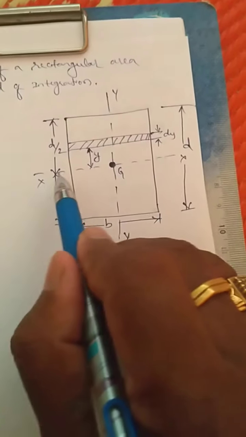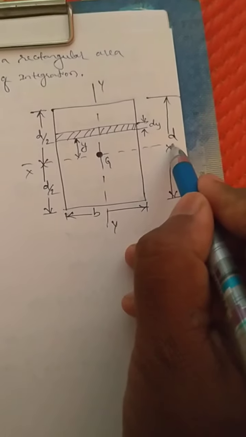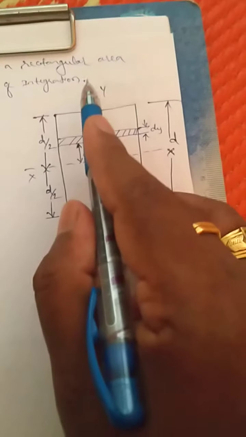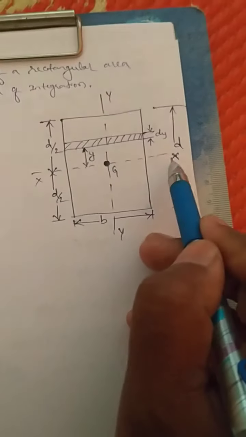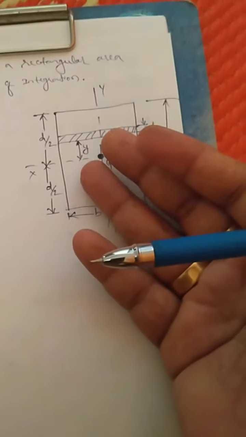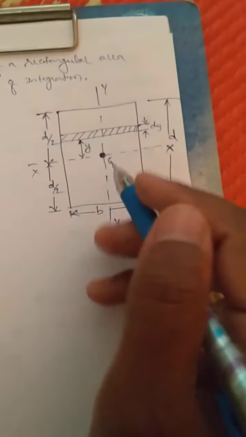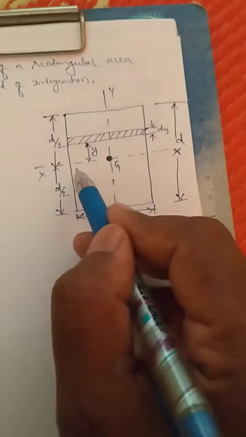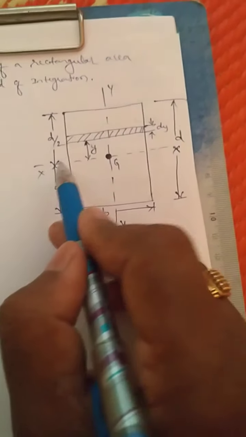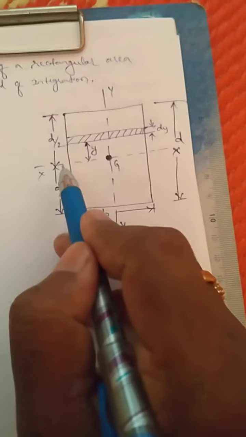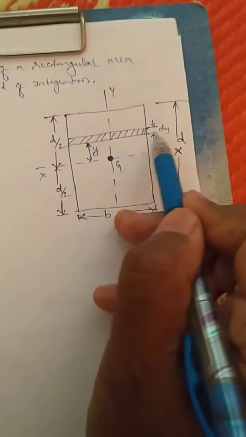The line passing through this centroid is called the centroidal axis. This is Ixx, whereas this line is Iyy. So this centroidal axis divides the given figure into two equal halves, along x as well as along y. As I told, the central axis passes through the centroid and divides the figure into two equal halves. From this, the distance is d by 2 upward and downward. Here I have considered an elementary strip with thickness dy.